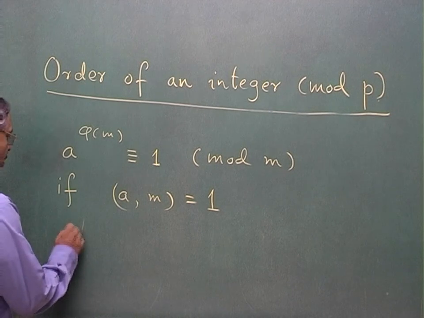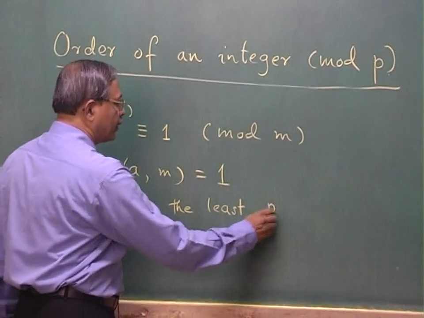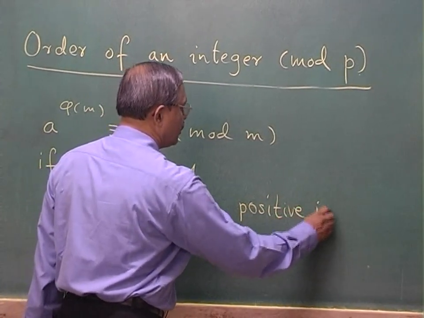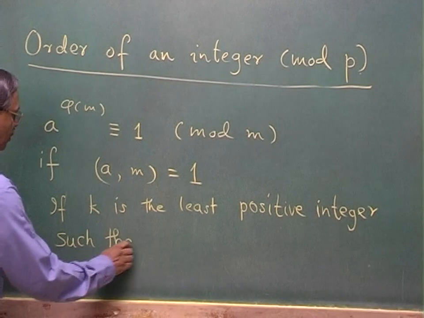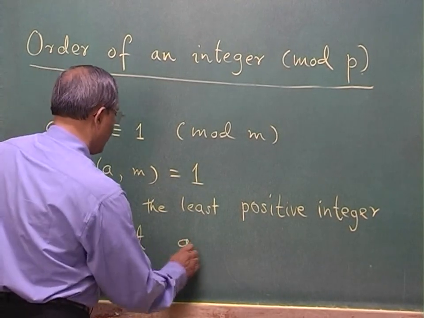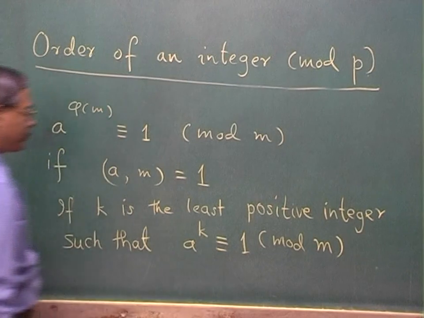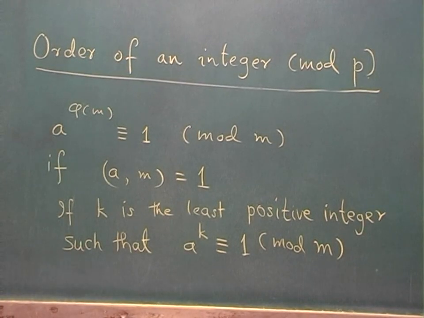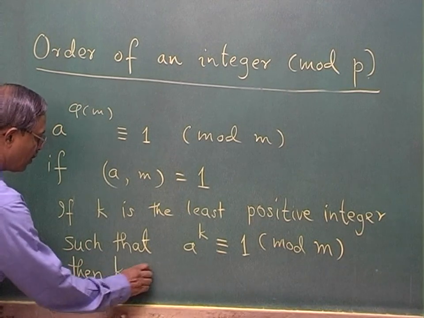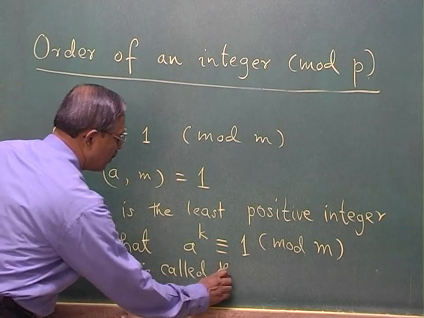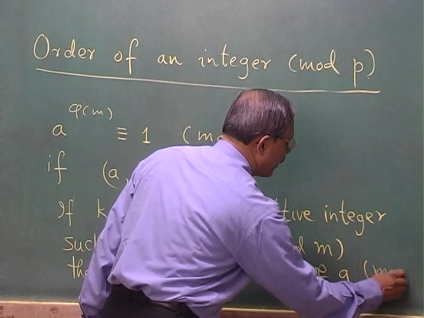So if k is the least positive integer such that A raised to k is congruent to 1 mod m, then k is called the order of A mod m.